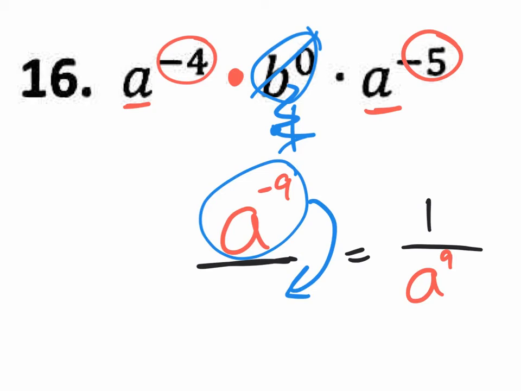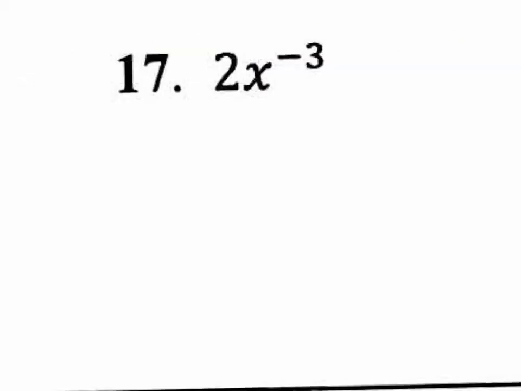Let's move on to the next question. 17. It could be tricky. What's the answer? Anybody? Is it 1 over 2x to the third? 2 over x to the third. It's 2 over x to the third. Good job. Didn't trick anybody.